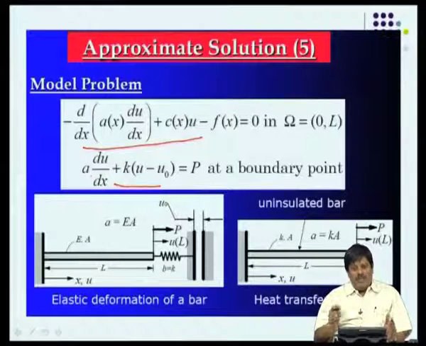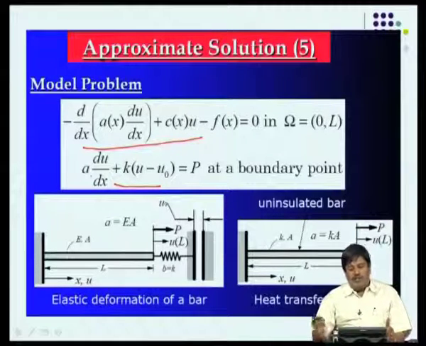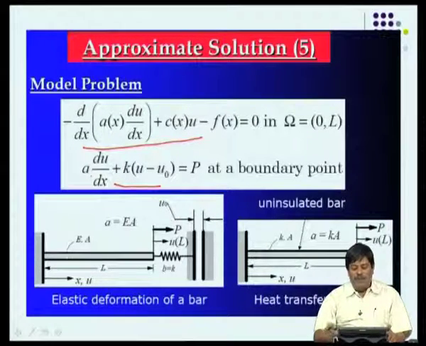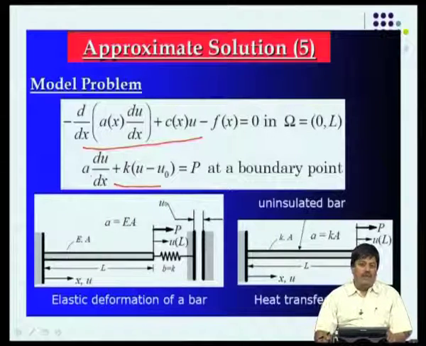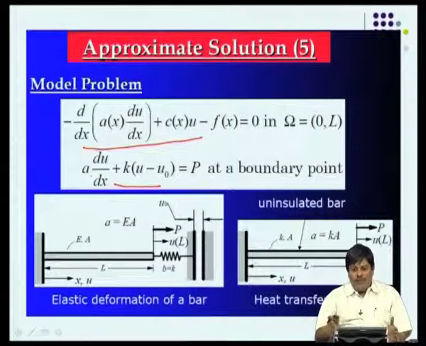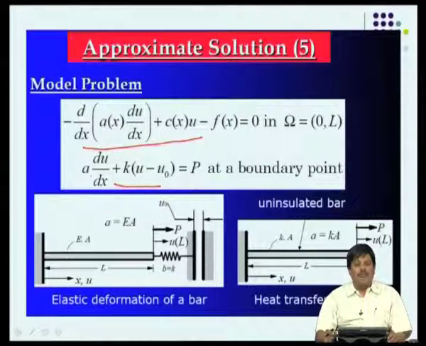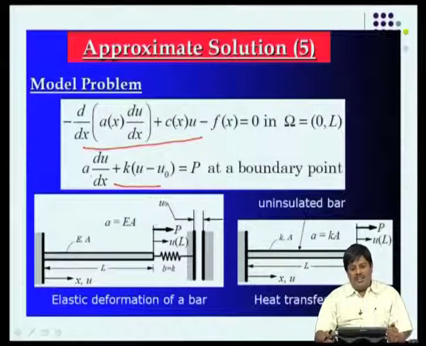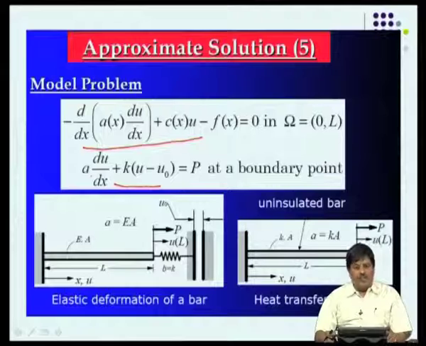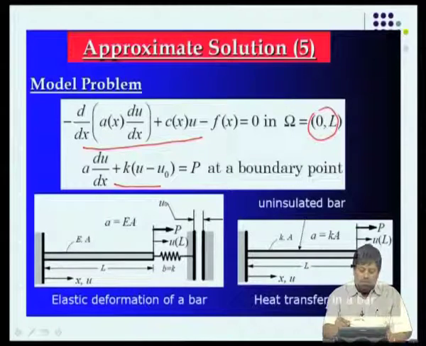The same system can also represent heat transfer in a bar, where P is the heat input or the heat output, and in the case of a bar, K is not present, K could be 0, and A is made of material constants such as the thermal conductivity and the area of cross section. This is defined over a domain 0 to L. So, that has to be there.